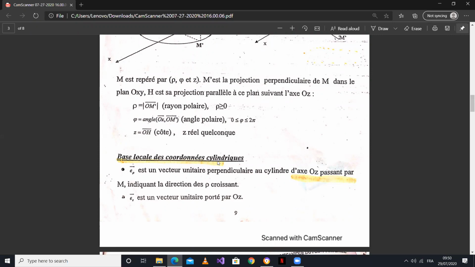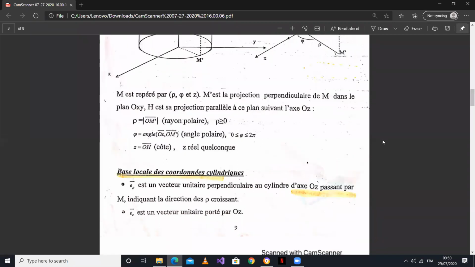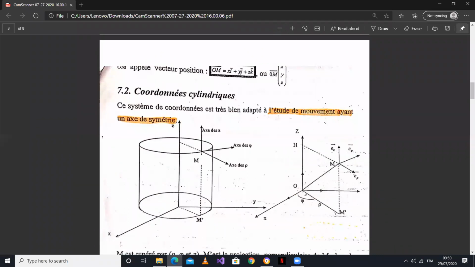In the cylindric coordinate system, we are going to have E rho, E phi, and EK or EZ or K, simply just K. It's the same thing. If we note it as K, or EK, or EZ, it's the same vertical axis we're looking at there. So we have E rho, this one here, in this direction, parallel to rho. That's why we call it E rho.